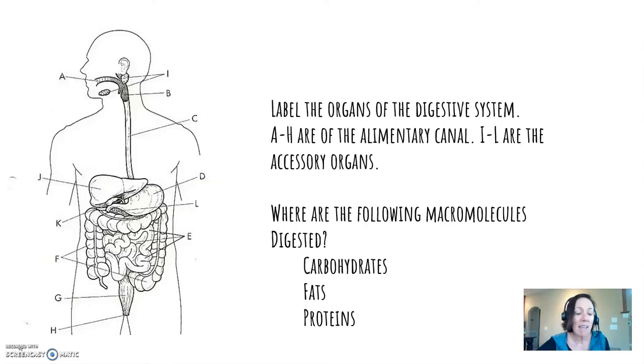And the last thing I'd have you do on this guided notes page is to go back and look at this picture again. I've placed it again at the end. I want you to label the organs of the digestive system. Remember, letters A through H are all those of the alimentary canal, and then I through L are the accessory organs. And then we also need to go back and be able to discuss where the following macromolecules are digested. Get that done and bring it to class. We'll see you then.